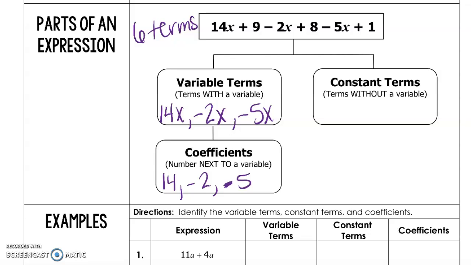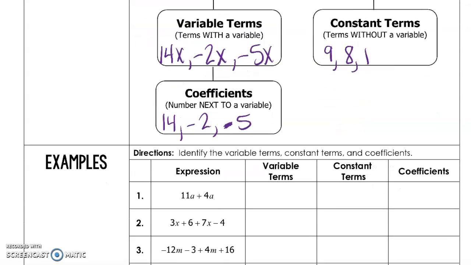Your constant terms then are terms that don't have a variable. So in this case, it would be positive 9, positive 8, and positive 1. So we're just going to do a couple of these down here.